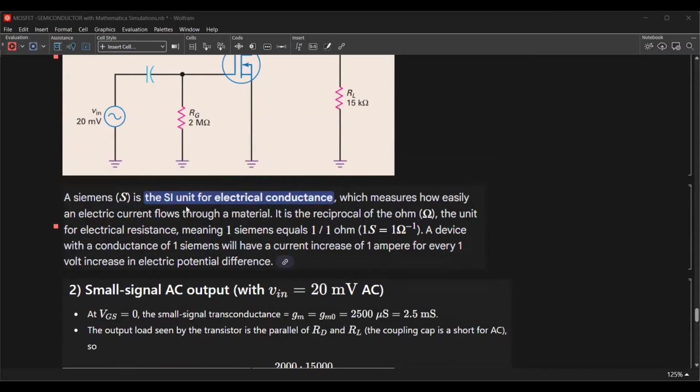All right. Siemens is a unit for electrical conductance, which measures how easily an electric current flows through a material. It is the reciprocal of the ohm, the unit for electrical resistance, meaning 1 Siemens equals 1 over ohm. 1 S is equal to 1 ohm to the negative 1. So a device with a conductance of 1 Siemens will have a current increase of 1 ampere for every 1 volt increase in electric potential difference.